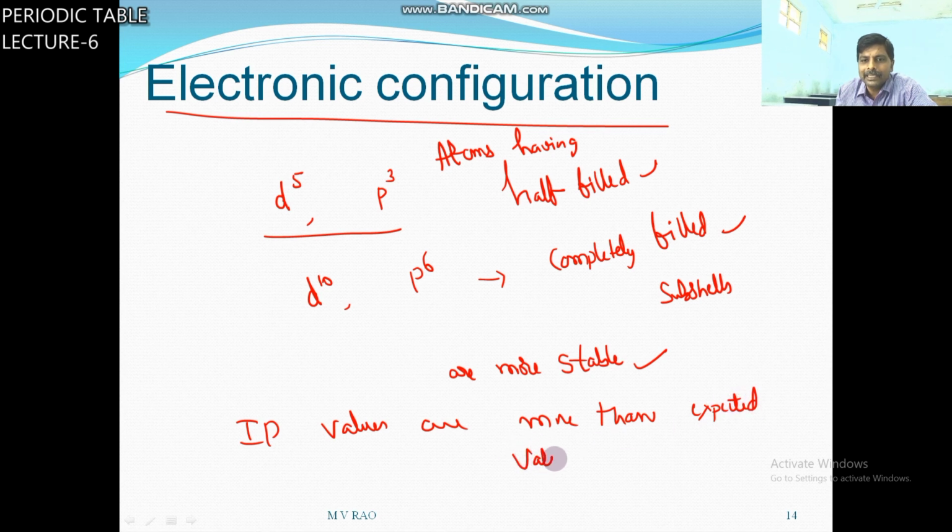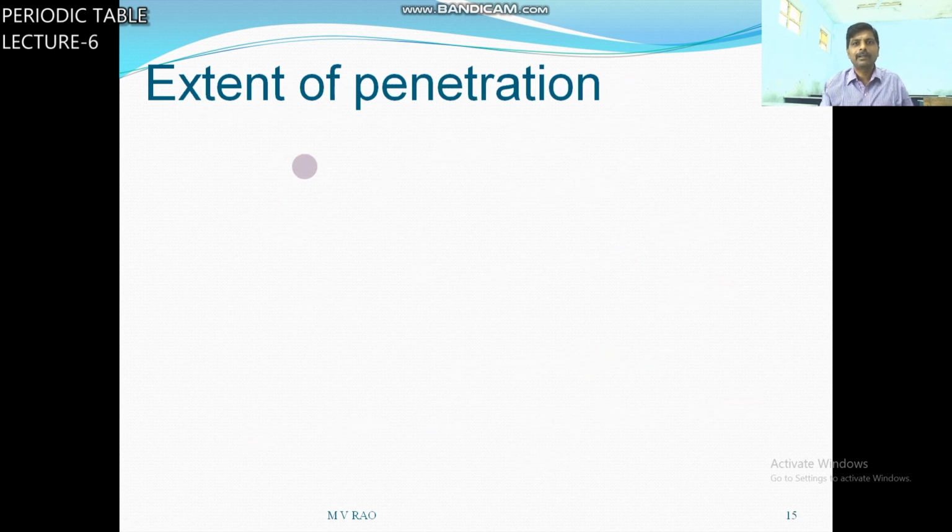That means any atom having a d5 configuration, its IP value is more than the expected value. So it is about electronic configuration.